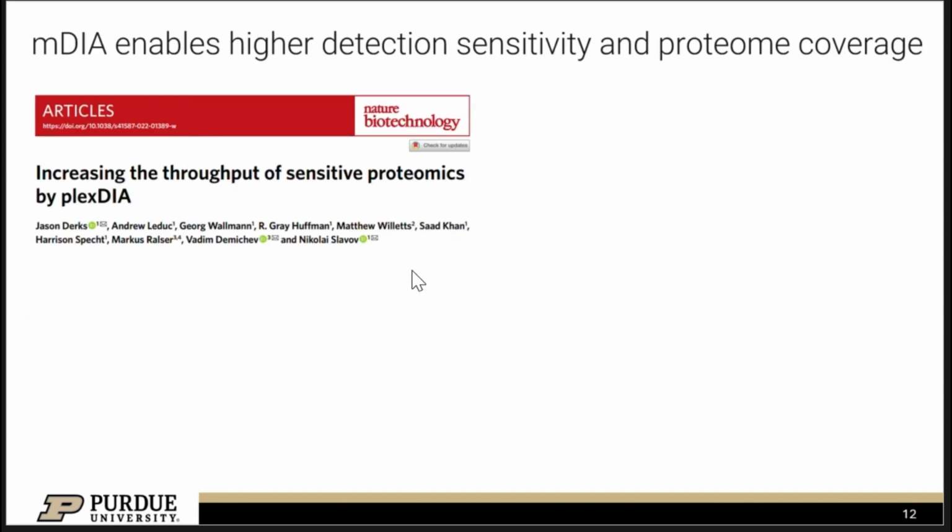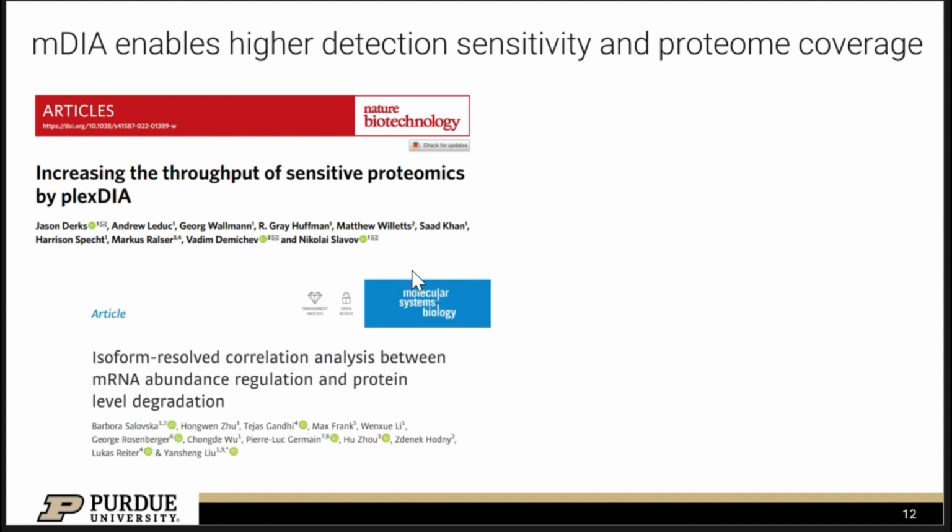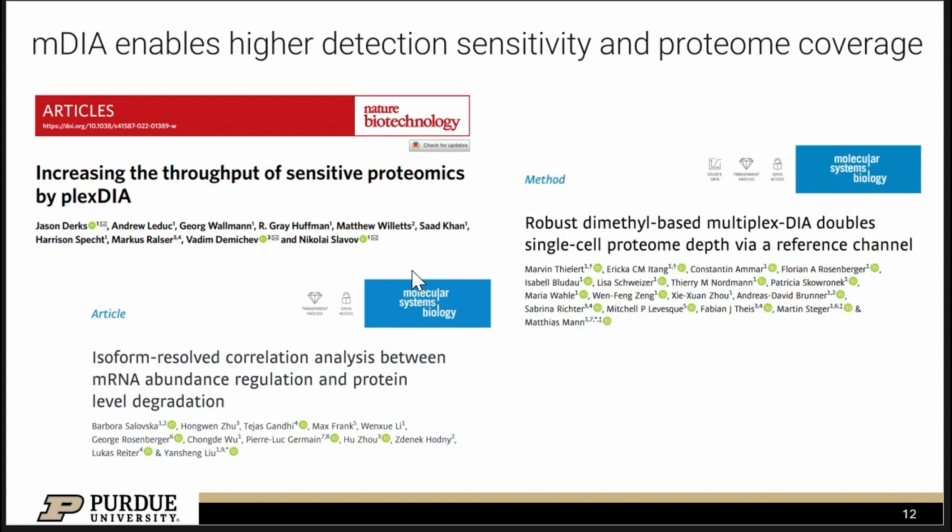However, recently several groups have been using this technique to further prove that it can provide better sensitivity and better proteome coverage. For example, the PAX DIA developed by Dr. Slabov's group, and also Dr. Liu's group used this technique to combine pSILAC with the DIA method. And most recently, Dr. Mann's group also used this multiplexed DIA based on dimethyl labeling, and they detected the single cell proteome and proved that the sensitivity is much better.